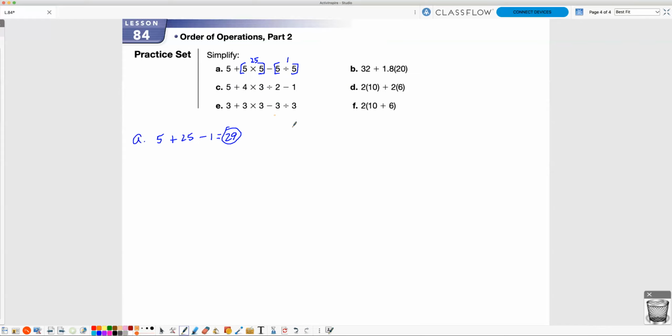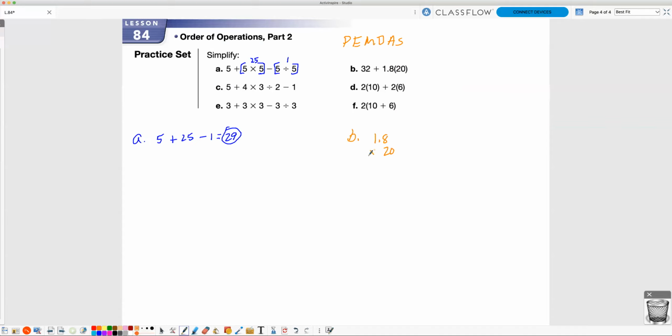Letter B, 32 plus 1 and 8 tenths times 20. So again, let me just rewrite this. Please excuse my dear Aunt Sally. So I need to do parentheses first. So what does that mean? 1 and 8 tenths times 20. That's what that means. And I need to do that problem.